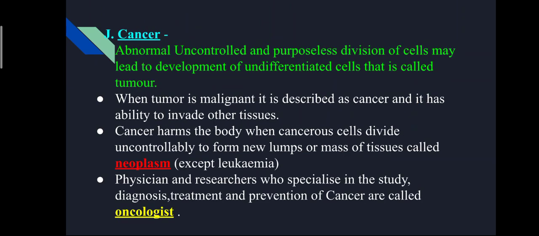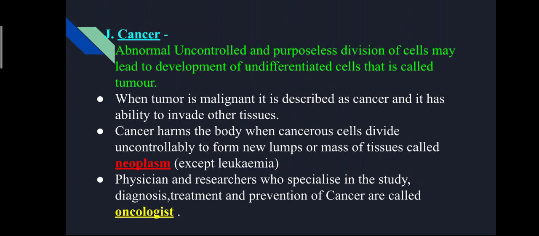Then next disease which is dangerous, that is the cancer. It is one of the main killer diseases nowadays. Cancer is abnormal, uncontrolled and purposeless division of cells, and it may lead to the formation of mass of undifferentiated cells that is commonly known as tumor.